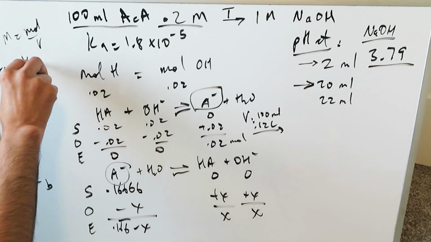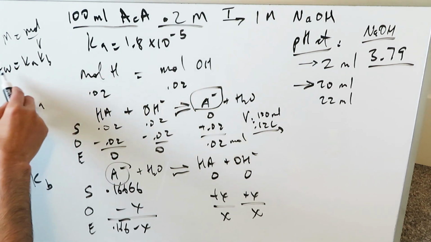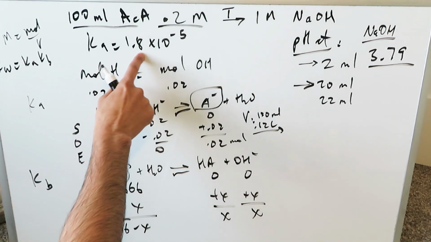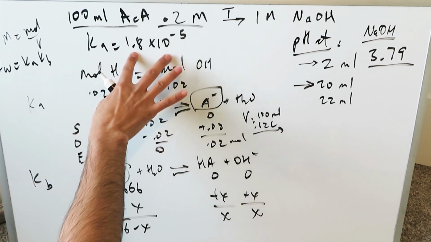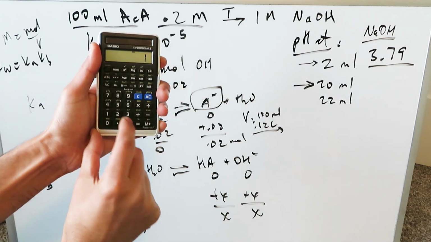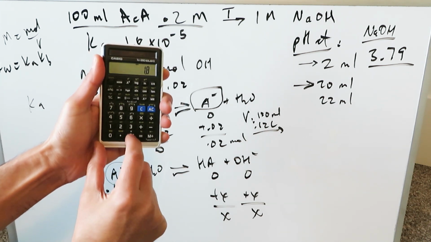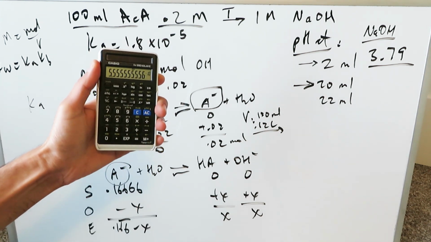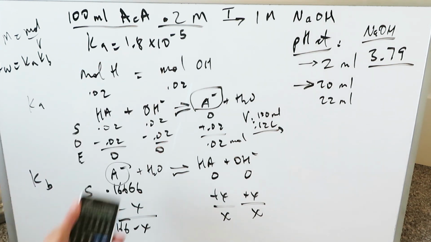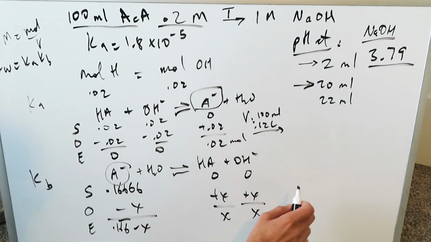Kw is equal to Ka times Kb. Kb is equal to Kw divided by Ka. 1 times 10 to the minus 14 divided by this. What do you get? 1 times 10 to the minus 14 divided by your Ka, 1.8 times 10 to the minus 5. You're getting 5.5 repeating times 10 to the minus 10. So we'll keep that.